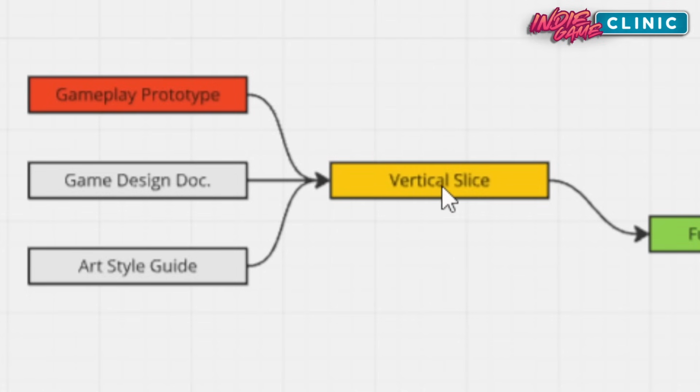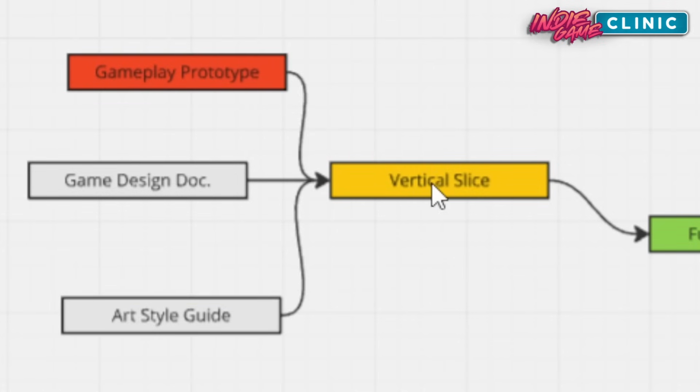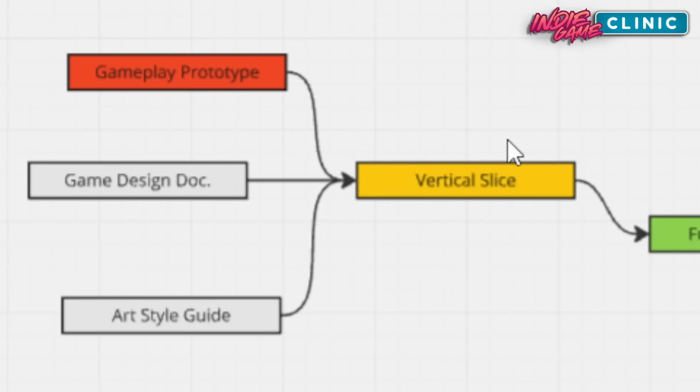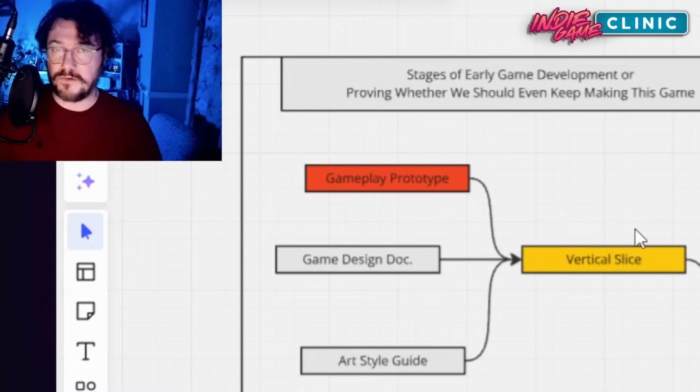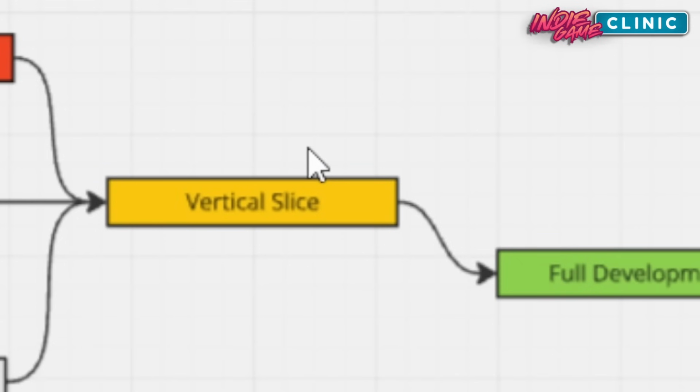And then the vertical slice is the point at which all of this stuff comes together, which is why I've got all of these arrows pointing towards the vertical slice. So the vertical slice should be like showing people 30 minutes of your game or an hour of your game, whatever is appropriate for the type of game you're making, and saying, this is representative of the final quality.